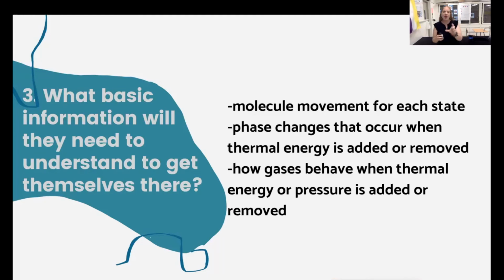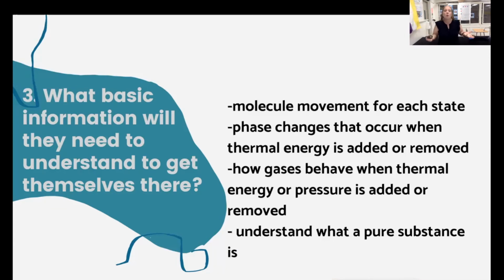So now notice, that was not called out in the performance expectation, but it is called out though in the disciplinary core ideas. So gases are different. They behave differently than solids and liquids. And so my students need to know how that happens. And then they also need to understand what a pure substance is, because it specifically says pure substance. So they need to know the difference between a pure substance and something that is not a pure substance. These are the different things my students need to know.